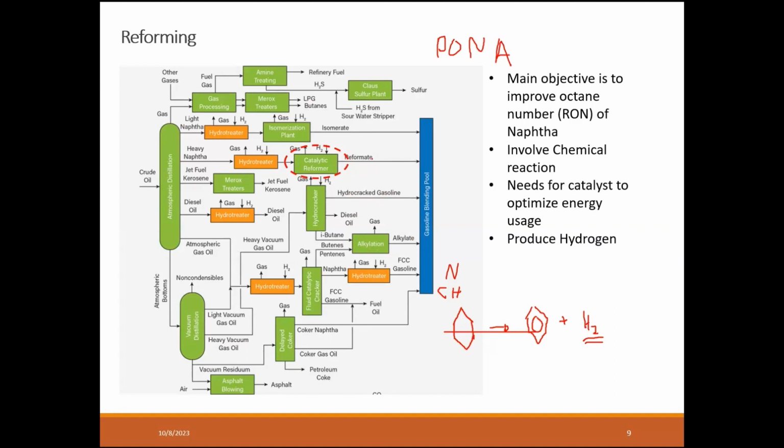So reformate, normally the RON is 102 or higher. This is the RON for reformate. So on the blending side, in the tank farm, we will inject the reformate into the gasoline blending pools to achieve 95 and 97, either one.